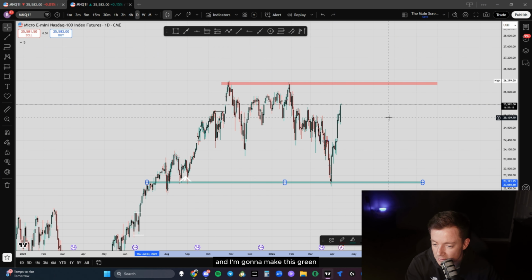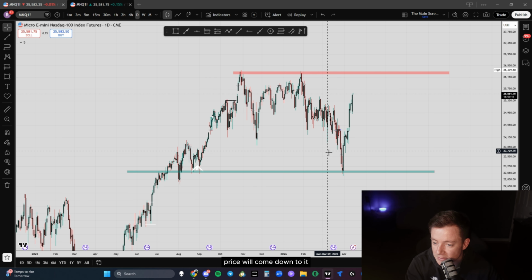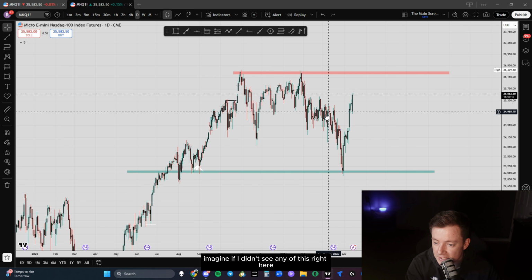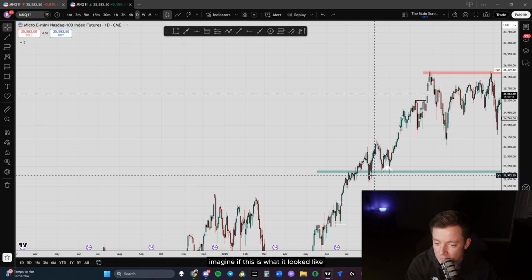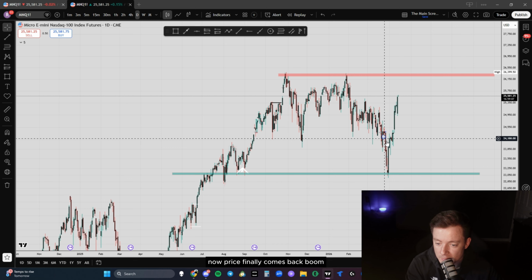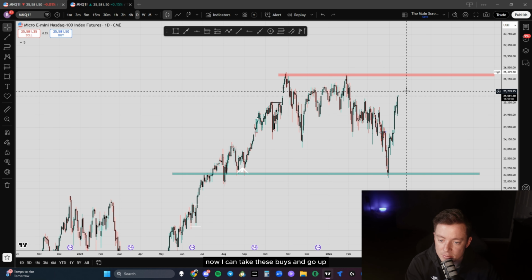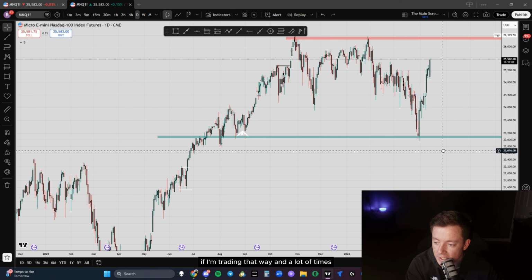And now I'm going to make this green. So what you'll see a lot of times is price will come down to it. Imagine if I didn't see any of this right here. Imagine if this is what it looked like and I had my support drawn up right here. Now price finally comes back. Boom. Look at that. Perfect touch. Now I can take these buys and go up if I'm trading that way.